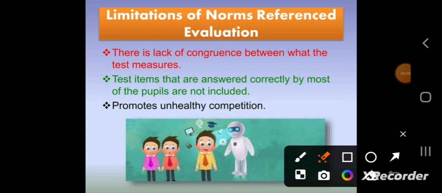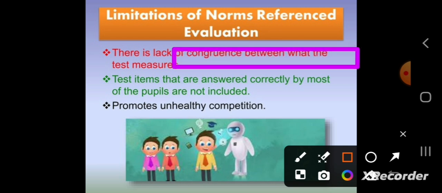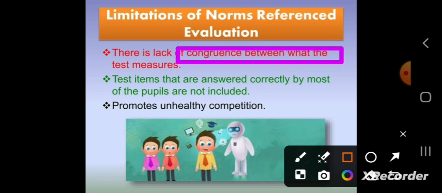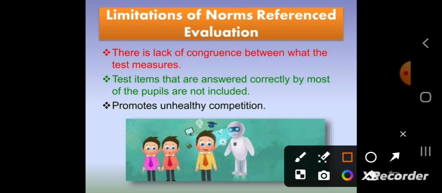Limitations of norm referenced evaluation. Lack of congruence with what the test measures. Norm reference tests often prioritize ranking students rather than measuring specific competencies or mastery of content, leading to a mismatch between what is assessed and actual learning goals.